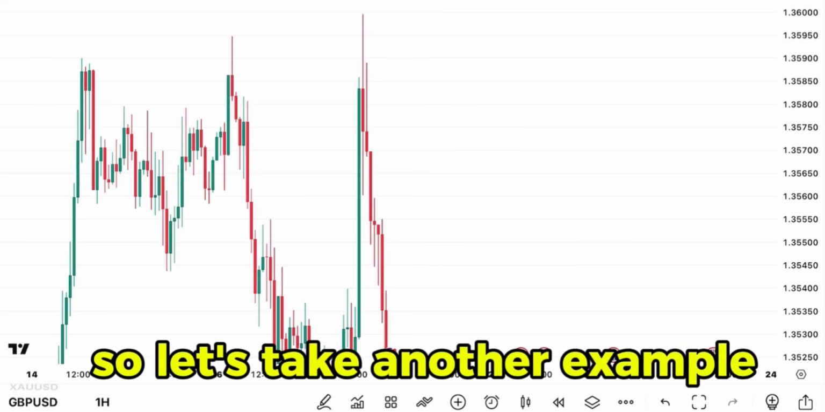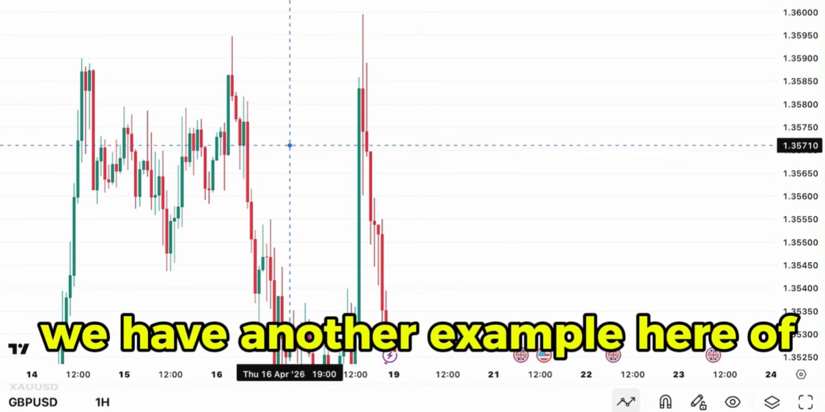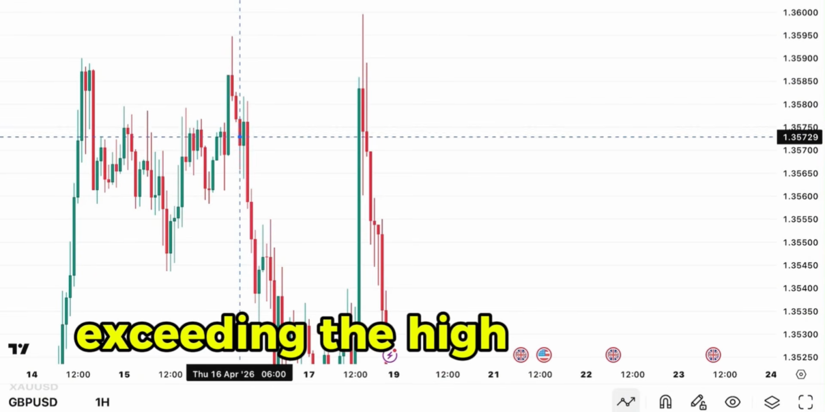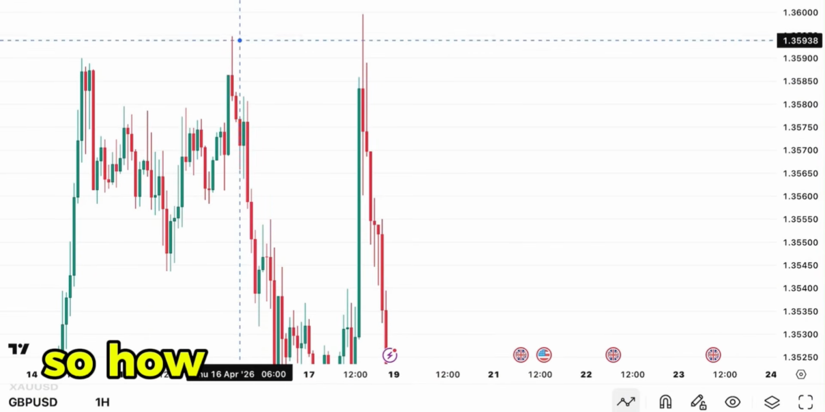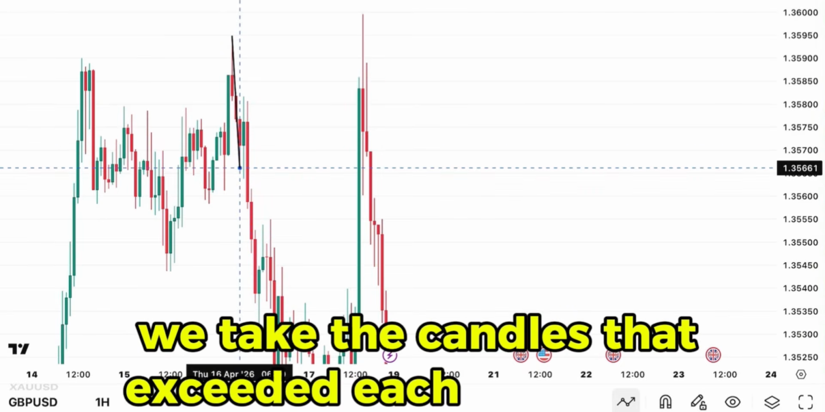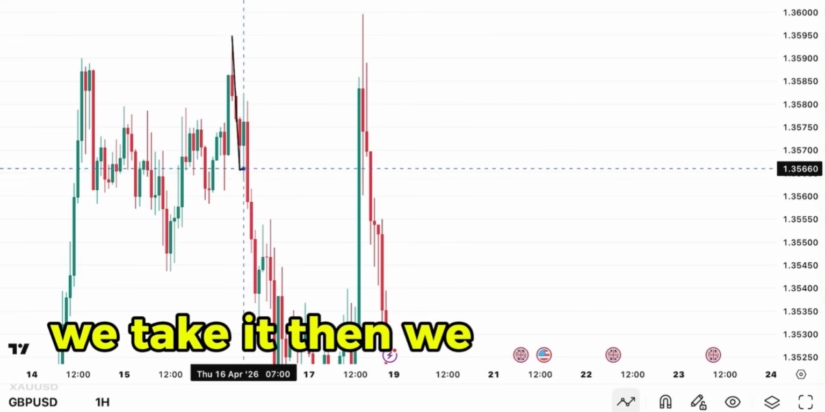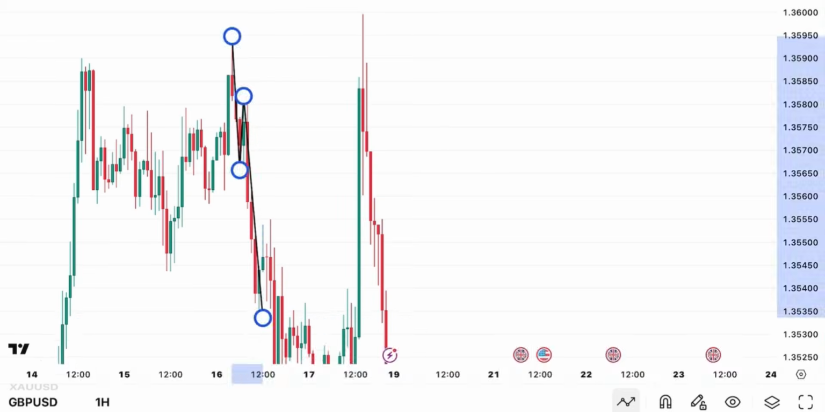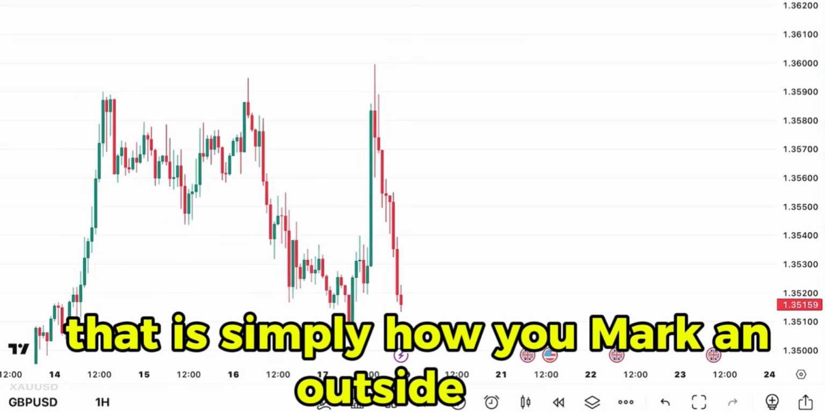So let's take another example. We have another example here of this particular candle. You can see this candle exceeding the high and low of this previous candle. So how do we mark it? We take the low of the candle that exceeded each other's low, then we take the high of the outside bar, then we continue our movement. That is simply how you mark an outside bar.